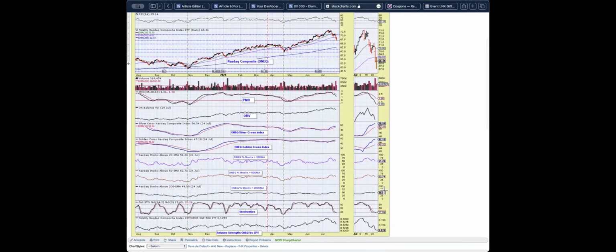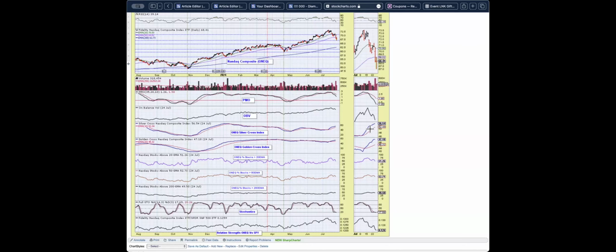Looking under the surface, we're in the 50% for the stocks above their 20 and 50-day EMAs. This is lower than the Silver Cross. The Silver Cross is only at 56, 57%. So there are problems internally for the NASDAQ, and they're very clear when you look under the surface and see these lower percentages of stocks.